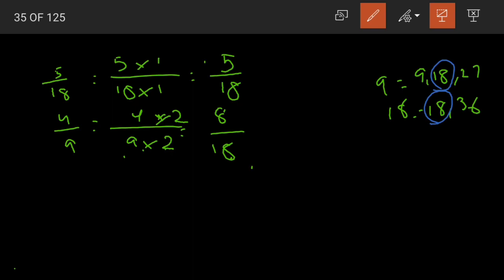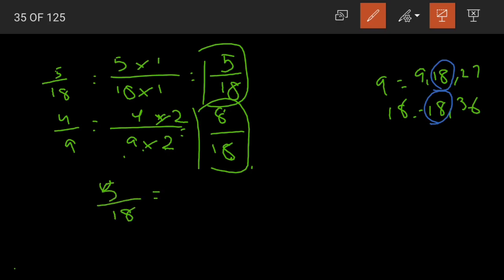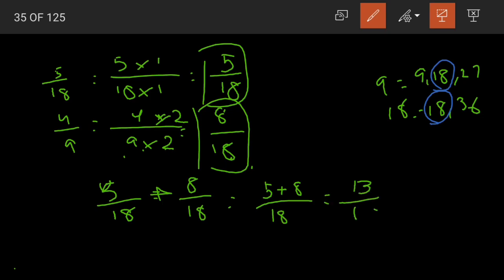Now we have two like fractions, that are 5 by 18 plus 8 by 18. So when we add them together, 5 by 18 plus 8 by 18, 5 plus 8 divided by 18. 5 plus 8 is equal to 13 divided by 18. So how should you conclude your answer? Therefore, 5 by 18 plus 4 by 9 is equal to 13 by 18.